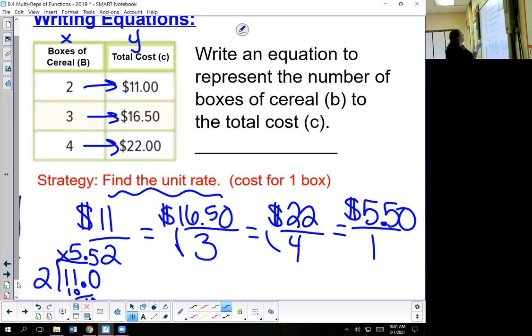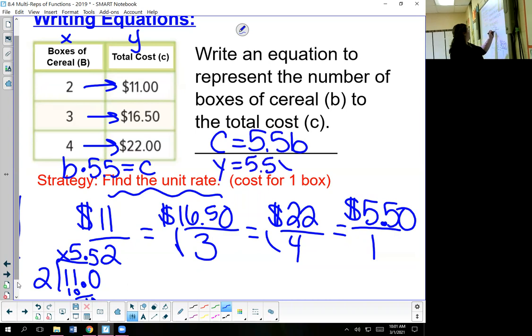Okay, so how do I go from my X to my Y? So I'm going from my B times 5.50 is my C. So C equals 5.5 B, and again, this is the same as Y equals 5.5 X. So answer here, find the unit rate. Figure out what it is going up by dividing. You could have done that actually technically for a lot of these.